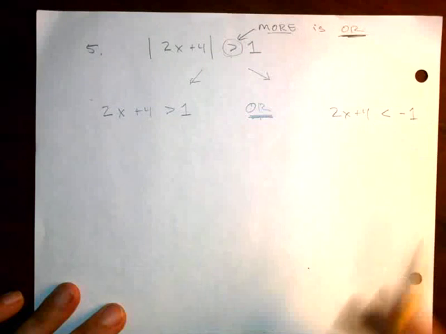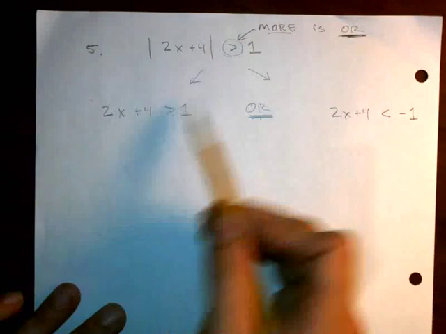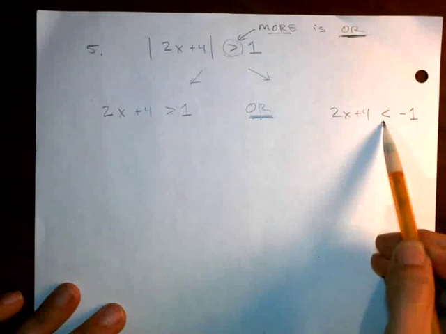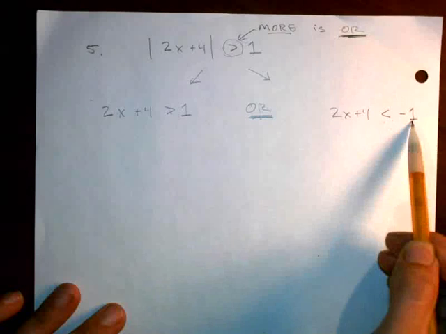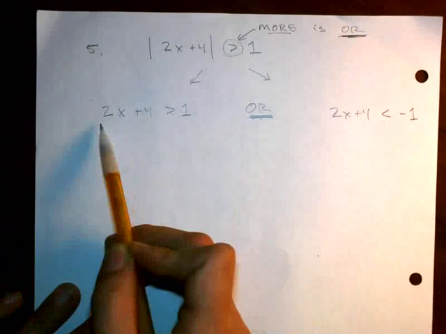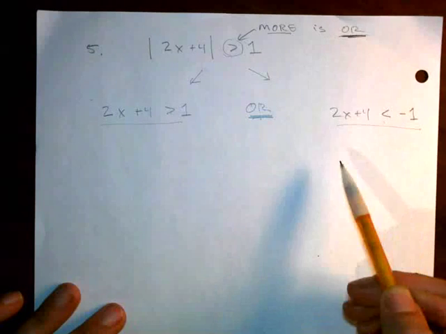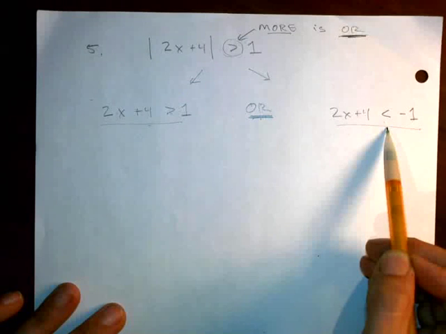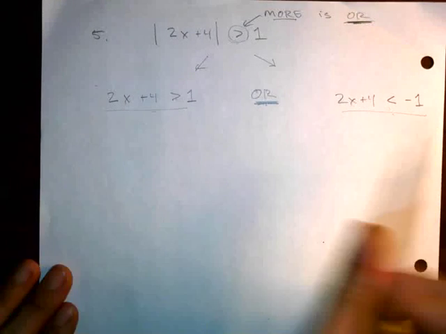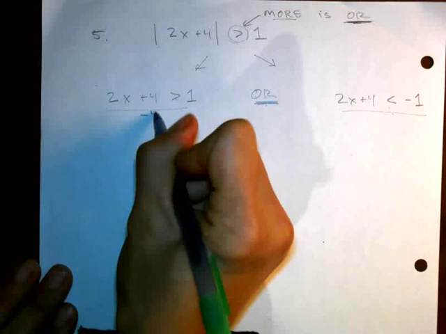2x plus 4 is now less than negative 1. So there's 2 things I had to change here, and several of you missed this. The greater than sign became a less than sign. That flipped. And the positive 1 became a negative 1. So I need to solve this equation separately from this equation, and I will have 2 different values of x. X can be this one, or x can be this one. And that's going to be the solution to my inequality.